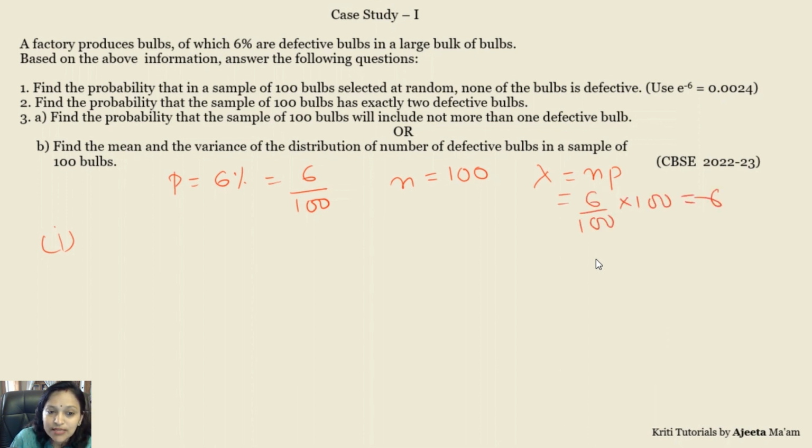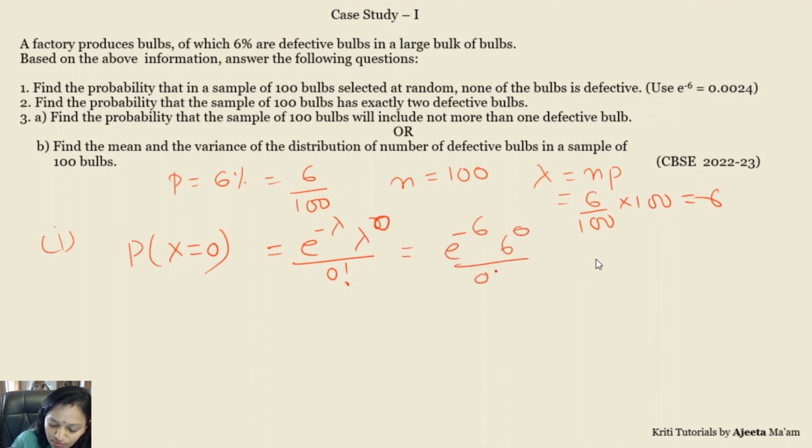That will be 6. So, find the probability that in a sample of 100 bulbs selected at random, none of the bulbs is defective. So, none is defective. So, what do you have here? P of x is equal to 0, which is nothing but e raised to minus lambda, lambda raised to 0 upon 0 factorial. So what's your lambda? e raised to minus 6, 6 raised to 0 upon 0 factorial. Let's put the value given to us. So what will be the final answer? 0.0024. That's 1 mark simply.